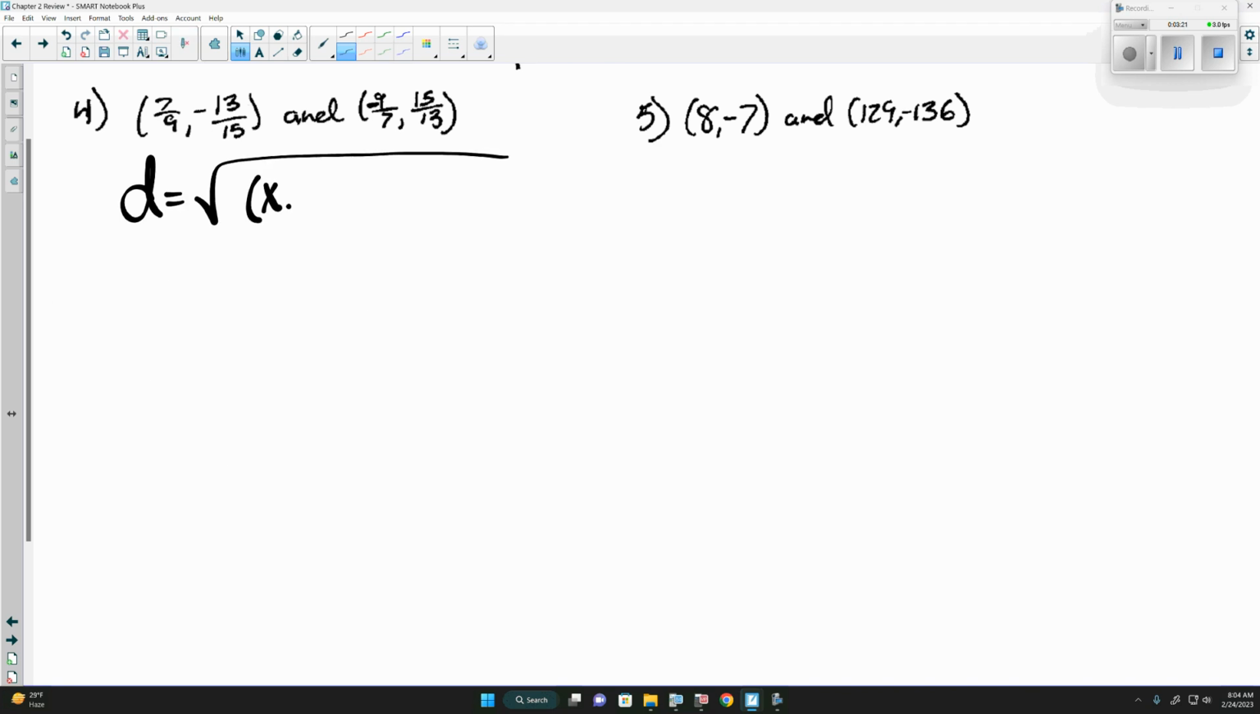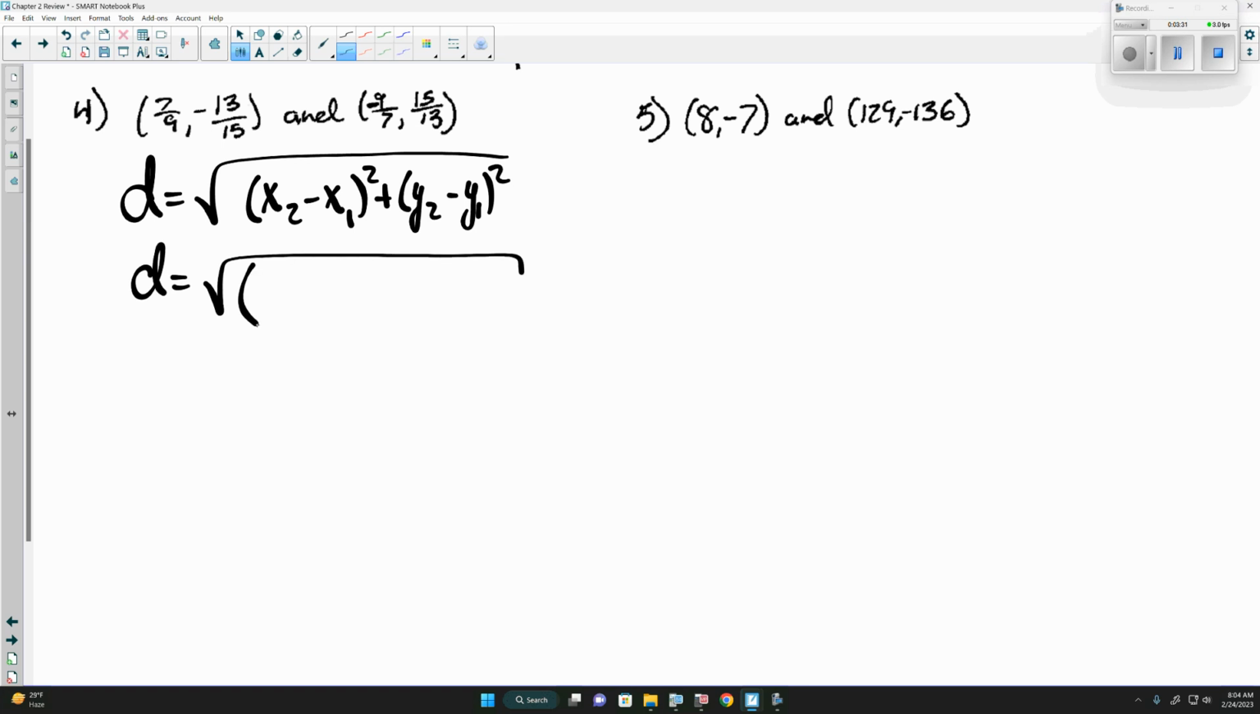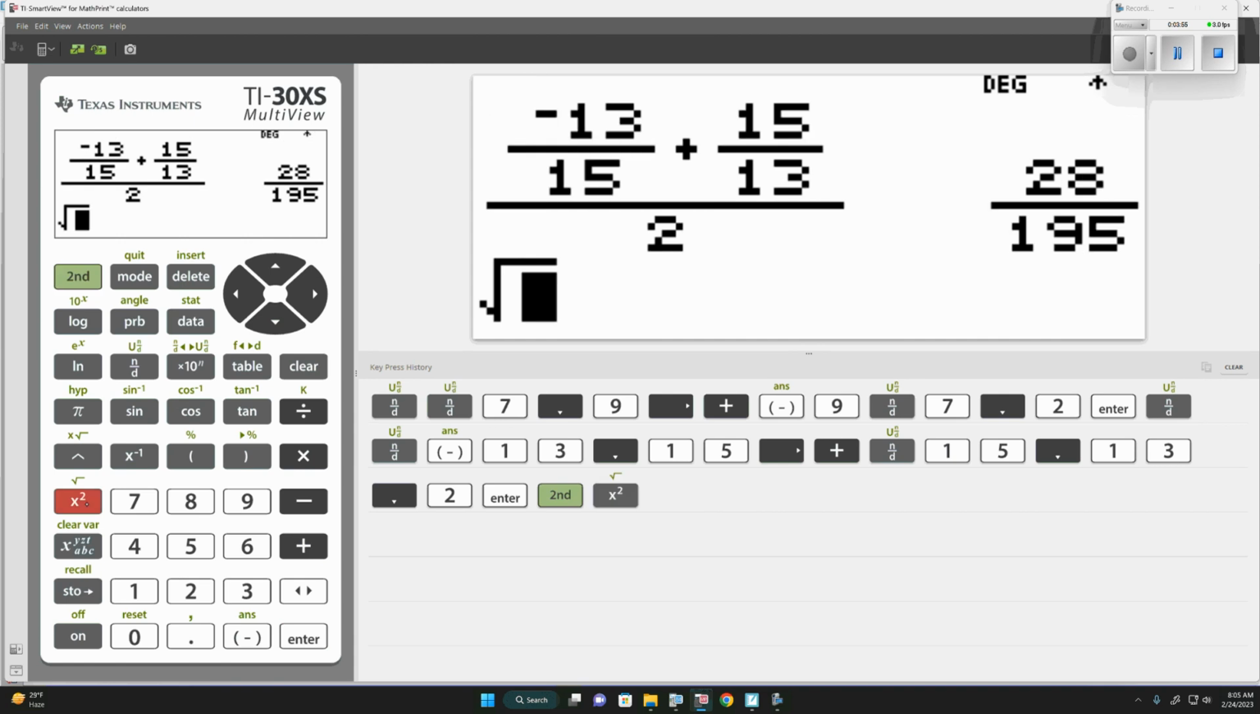Distance is x2 minus x1 squared plus y2 minus y1 squared. And again, this is just calculator work. So x2 minus x1 squared plus y2 minus y1 squared. And at this point here, we can type the whole thing into the calculator just as it is. Second square root parentheses.